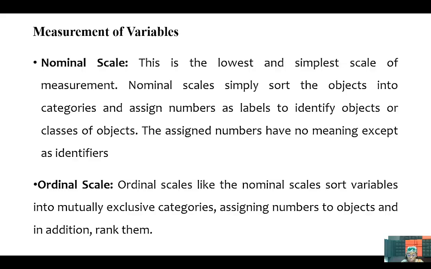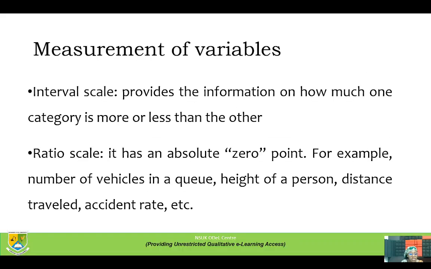You cannot bring in good as first, then excellent following good, and then bad before satisfactory. So in ordinal scale, the order and ranking is very important. Let's move on to the interval scale. The interval scale provides information on how much a category is more or less than the other.